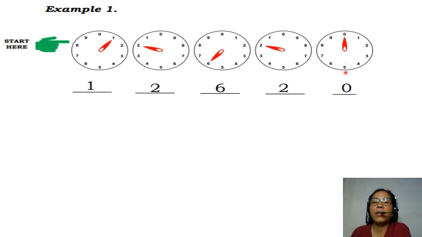Okay? So, for dial number 1, the arrow is pointing to 0. Kaya 0 dyan. Dial number 2, the arrow is directed to 2. So, 2 ang ating isulat. Then dial 3, the arrow is pointing to 6. So, 6 ang ating reading. Then dial 4, the arrow is pointing directly to 2. So, 2 din ang ating isusulat. And for the last dial, dial 5, the arrow is pointing to 1. So, 1 din ang ating isusulat dyan. So, for this dial, the reading of our electricity is 12620 kilowatt hour.